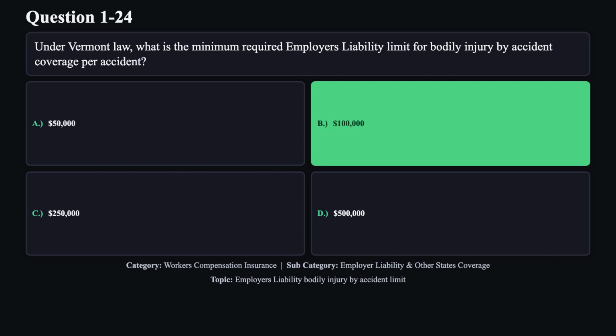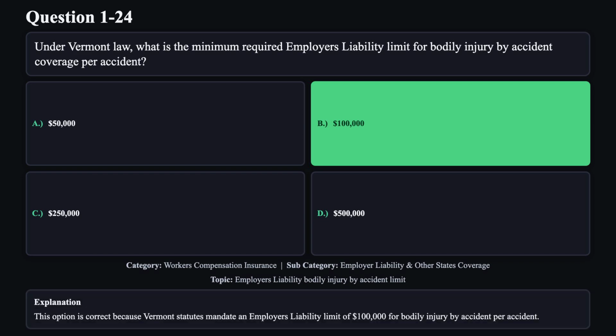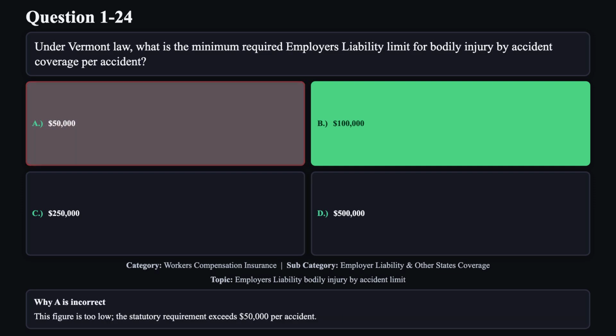The correct answer is B. This option is correct because Vermont statutes mandate an employer's liability limit of $100,000 for bodily injury by accident per accident. Reason A is not correct. This figure is too low. The statutory requirement exceeds $50,000 per accident.